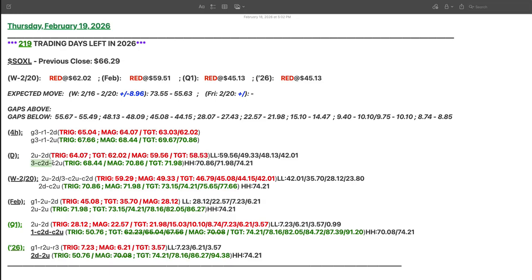And then to the upside, there's that opportunity for this 3 combo 2 down, combo 2 up to continue. Triggers at 68.44, magnitude is 70.86, and then we have the extended target of 71.98 for you out there.